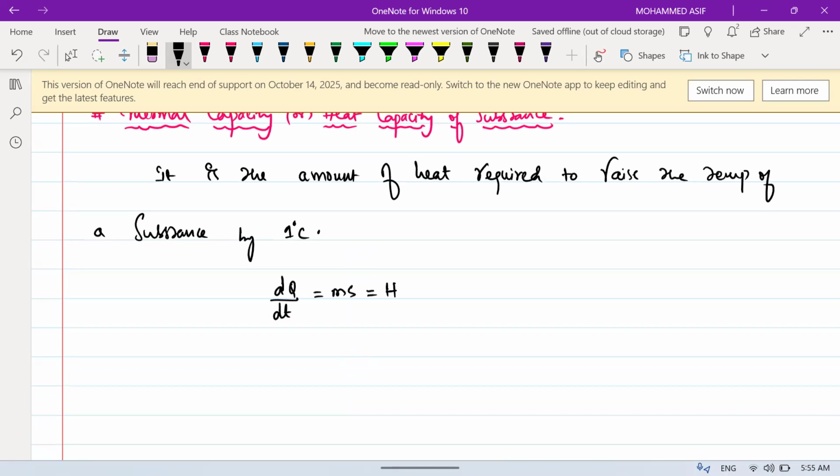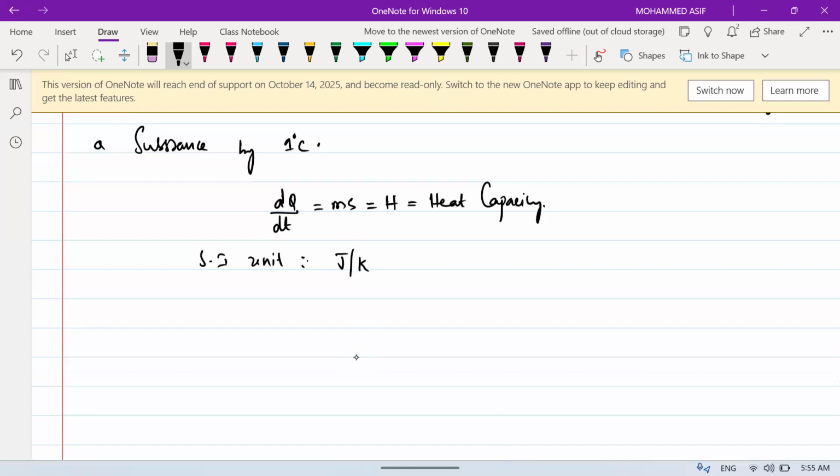This product of m into s is represented by the letter H. This H is known as the heat capacity. So what will be the SI unit? SI unit will be joule per Kelvin, because Q divided by dT. And CGS unit of heat capacity is calorie per Kelvin or degree Celsius. And you know that 1 calorie per Kelvin or degree Celsius is equals to 4.2 joule per Kelvin.